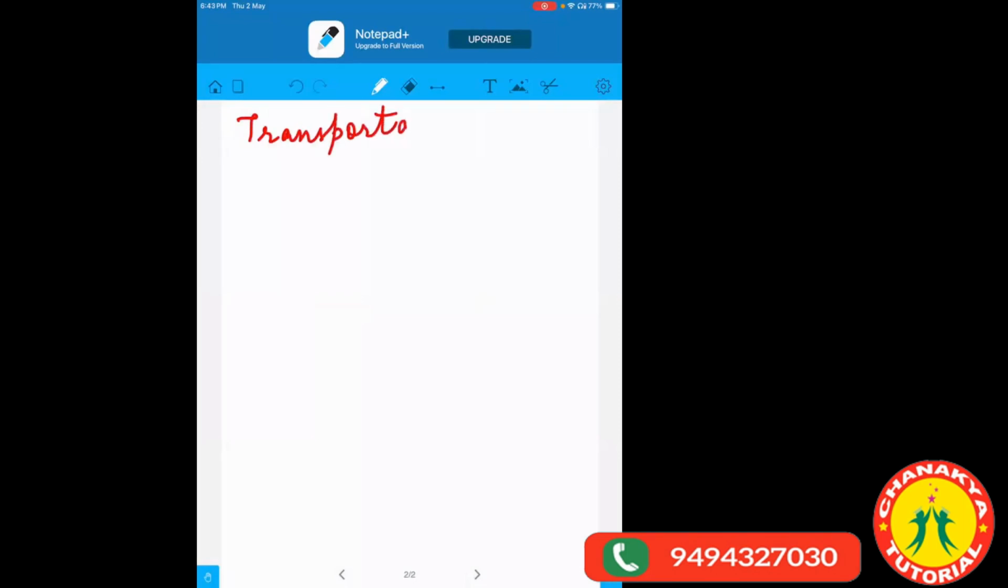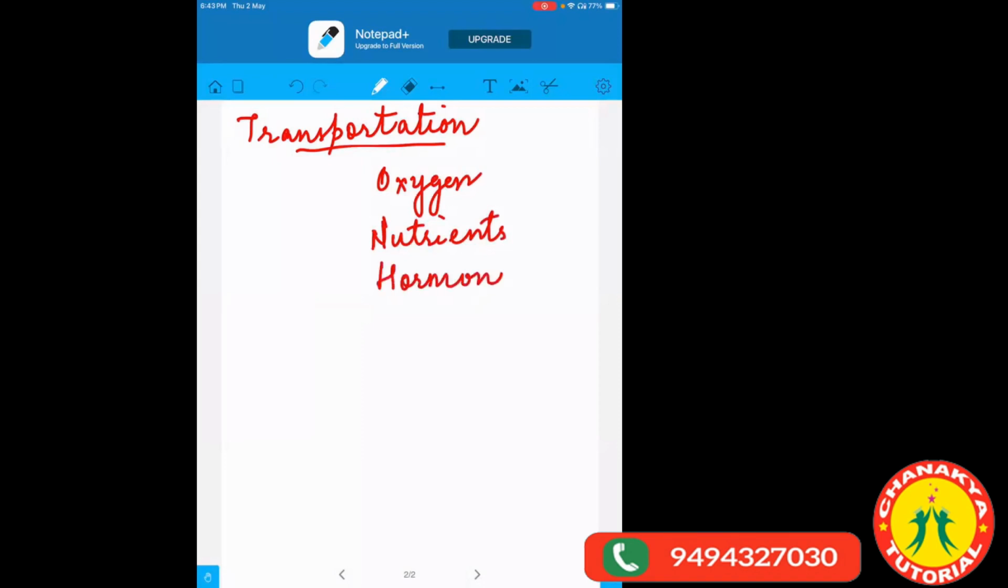Transportation means the movement of something. In the human body, it is the movement of oxygen, nutrients, and hormones. Oxygen and nutrients have to be transferred from one part to the other parts, and hormones also have to be transferred. There are many other substances which have to be transported from one part to another, and that is carried out by the system called the circulatory system.